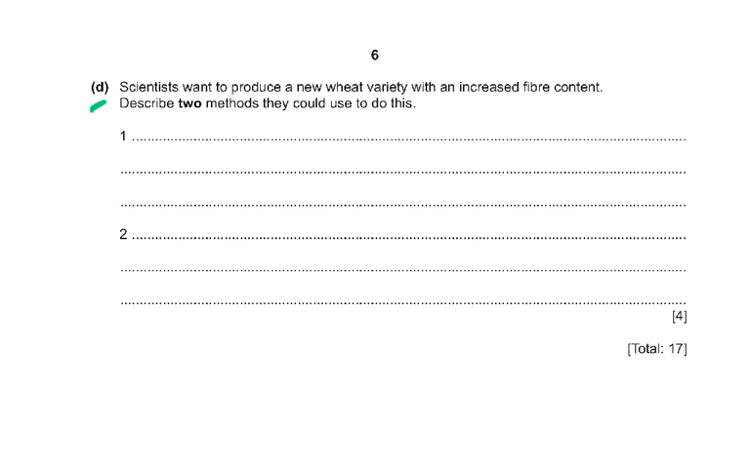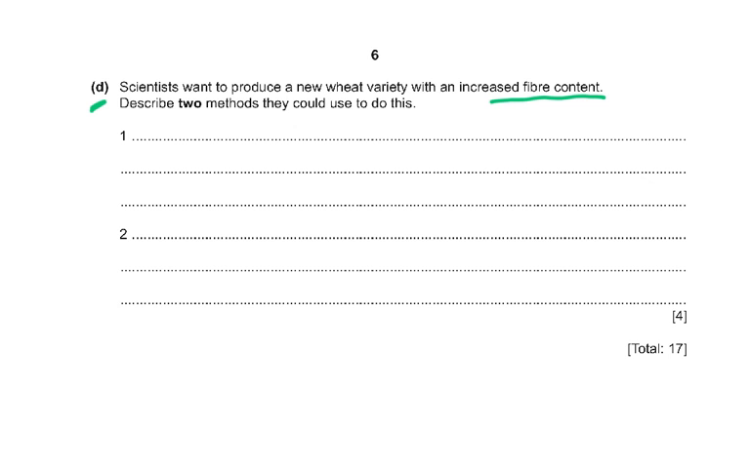Part D of the question is: scientists want to produce a new wheat variety with an increased fiber content. Describe two methods they could use to do this. Artificial selection: you select plants with a greater fiber content and you breed them, take the pollen, deposit it on the stigma, then wait for the seeds to develop, and you repeat this over many generations. Or you can do genetic modification. You can put in a certain allele, you can even use the word gene, an allele from another plant which produces high fiber. So you can either do a genetic modification or you can do selective breeding.